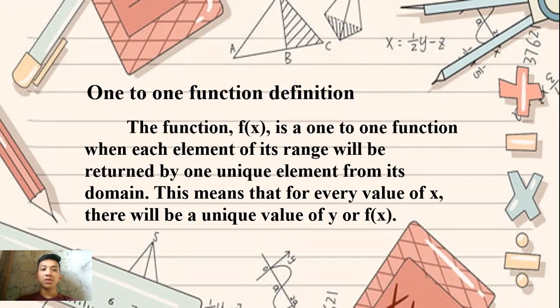Let's define what is one-to-one function. The function f of x is a one-to-one function when each element of its range will be returned by one unique element from its domain. This means that for every value of x, there will be a unique value of y or f of x.